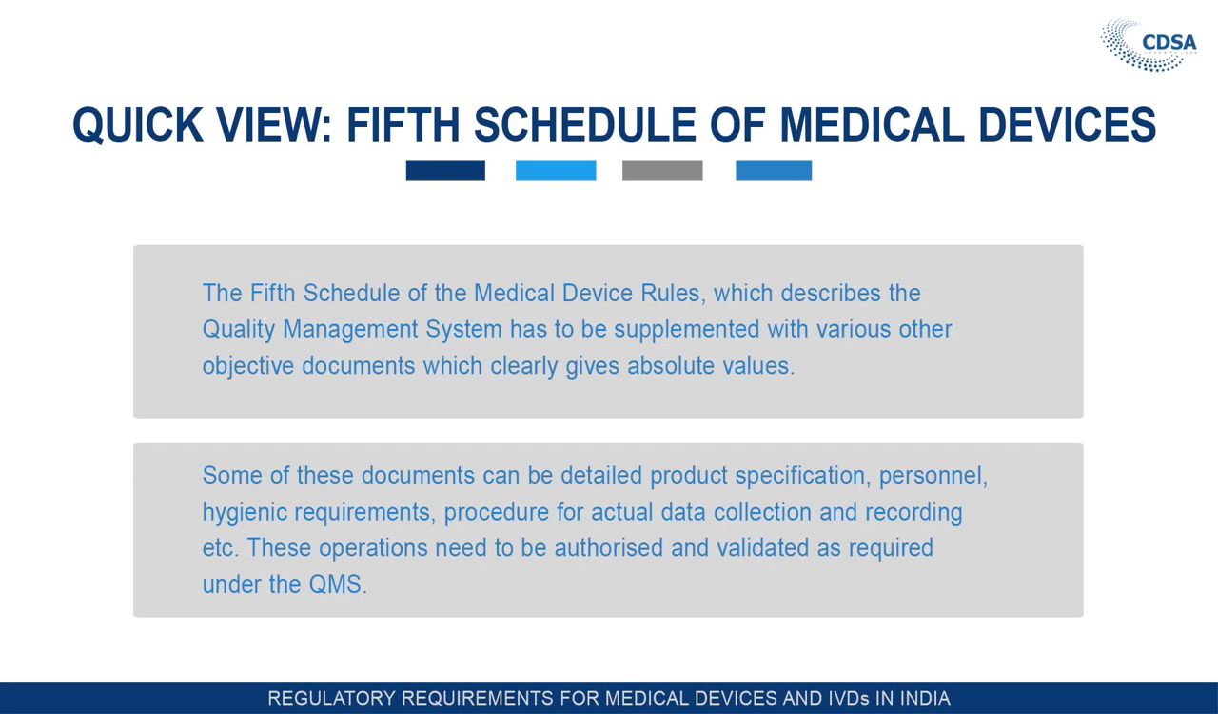The fifth schedule of medical device rules, which describes the quality management system, has to be supplemented with various other objective material which clearly gives absolute values. Some of these documents can be detailed product specification, personal hygiene requirements, procedure for actual data collection and recording, etc. The operations need to be authorized and validated as required under the QMS. That, friends, in a nutshell is the quality management system.